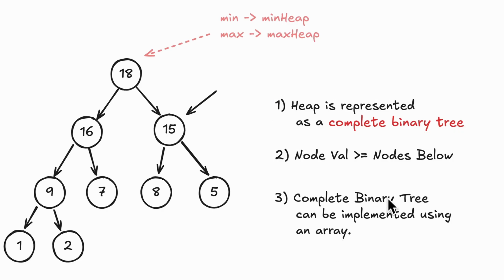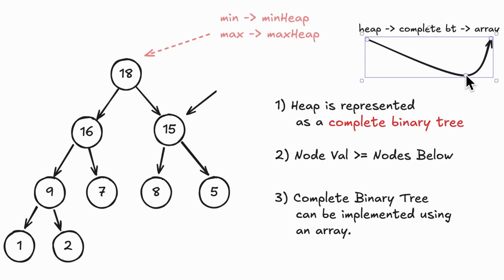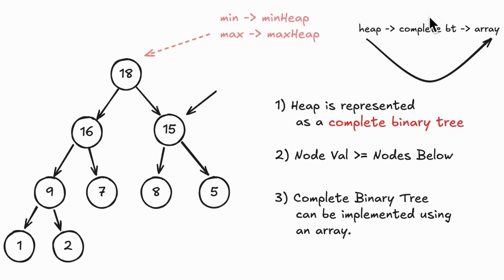The third point says that a complete binary tree can be implemented using an array. So let me show you. Heap basically is represented as a complete binary tree, okay, and a complete binary tree can be implemented using an array. So indirectly, the heap data structure can be implemented using the array data structure. So what we'll do is we'll use an array and code the heap data structure, right? I hope you got this point.